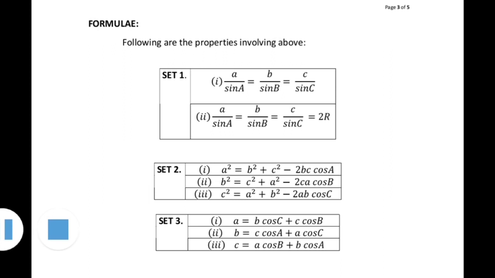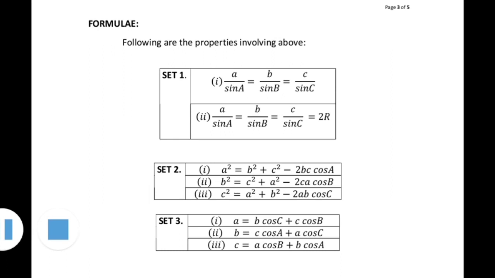Now set 1. a by sin A equals to b by sin B equals to c by sin C. Secondly, a by sin A equals to b by sin B equals to c by sin C equals to twice R. Set 2. a square equals to b square plus c square minus 2bc cos A. Here bc cos A means bc into cosine of the angle between the sides b and c, and same for the next two. That is b square equals to c square plus a square minus 2ca cos B. c square equals to a square plus b square minus 2ab cos C.